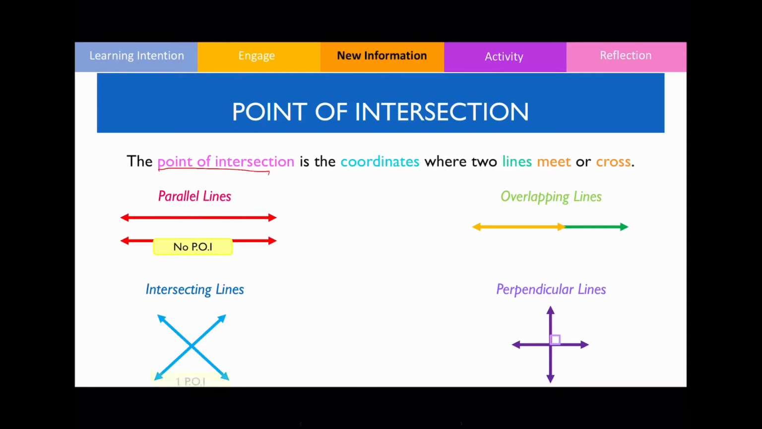Now, for an intersecting line, as you can see, there's only one point of intersection. For an overlapping line, there's actually an infinite amount of points of intersection, all the way along, because it's overlapping one another. And for a perpendicular line, we also see that there is one point of intersection. However, this particular relationship is very special because these occur at right angles. So this is a special type of intersecting line.